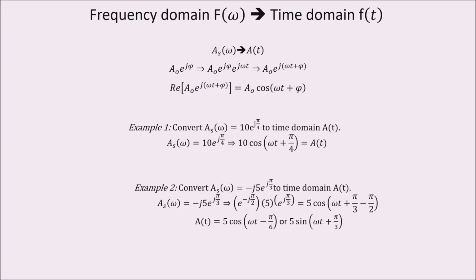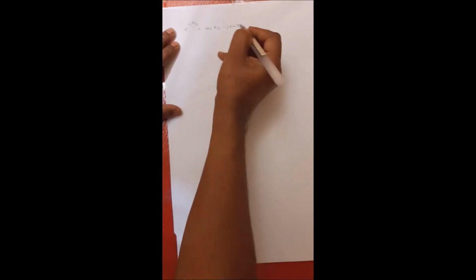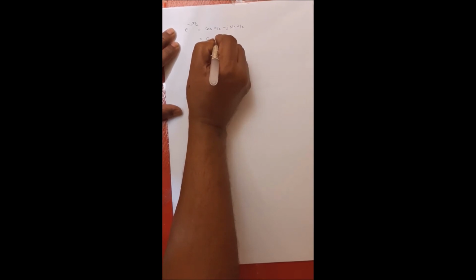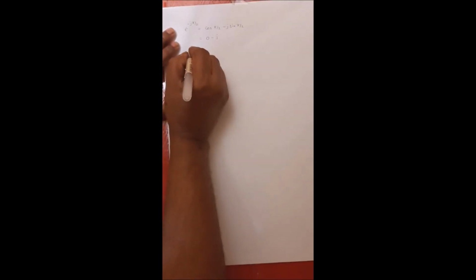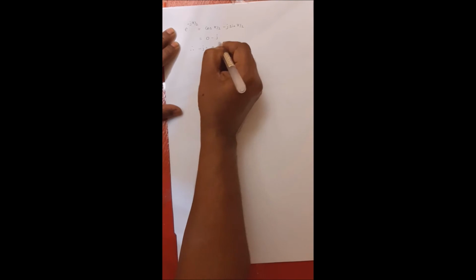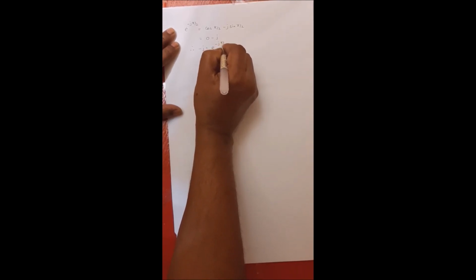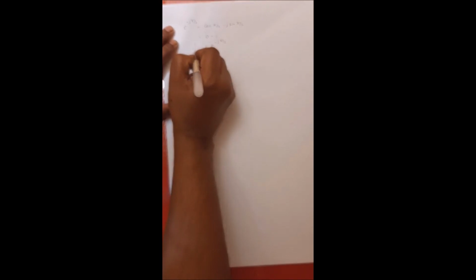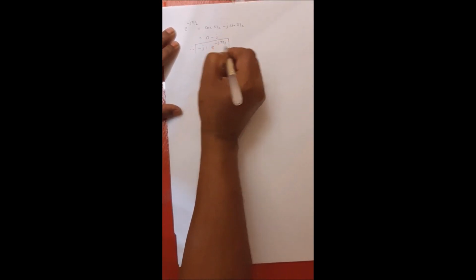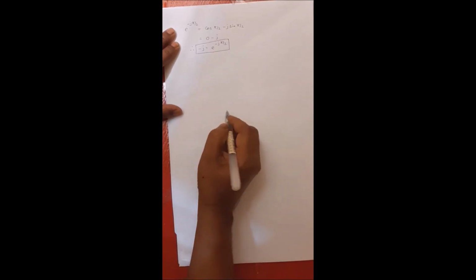If a function has a factor negative j with magnitude, we can replace that with a phase angle of negative 90 degrees, or represent that with a sine function as shown in example 2. To explain this, let us consider e to the power of negative j pi over 2 is equal to cosine pi over 2 minus j sine pi over 2. That is equal to 0 minus j. Finally, minus j is equal to e to the power of negative j pi over 2.